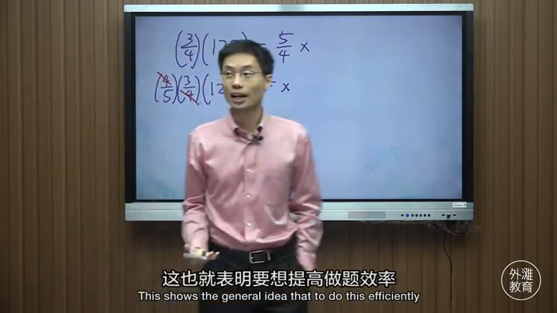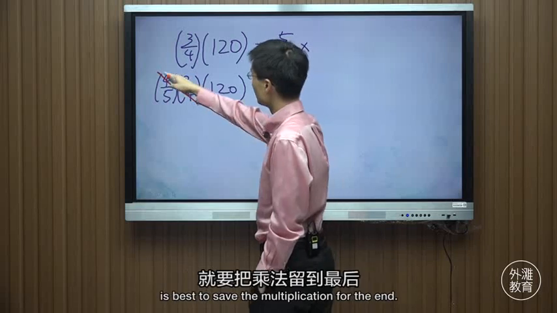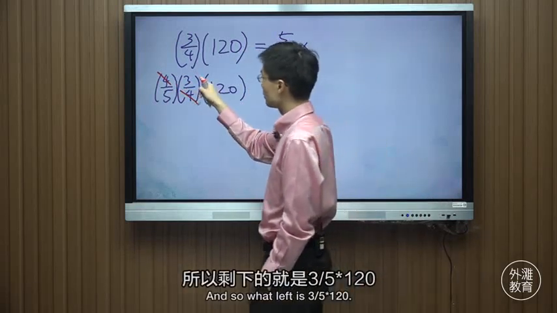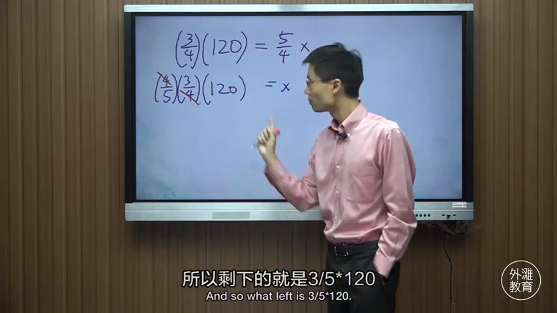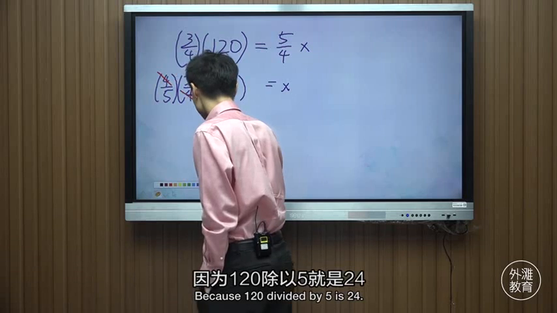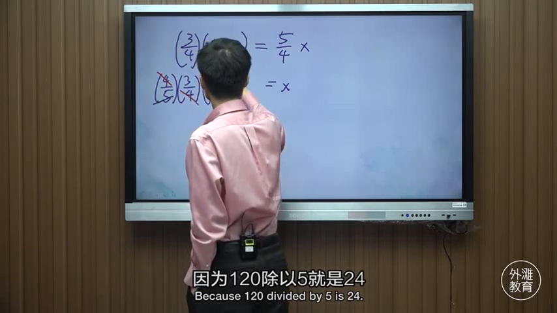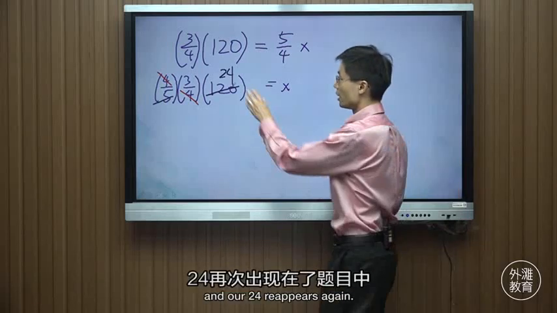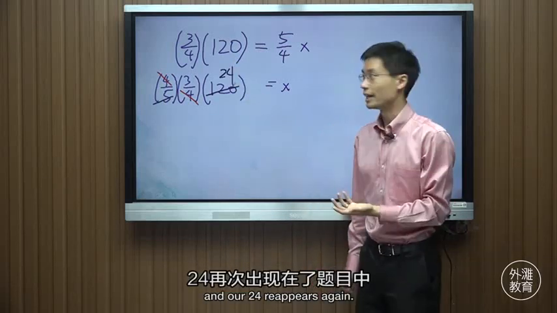And this shows the general idea that to do this efficiently, it's best to save the multiplication for the end. And so what is left is 3/5 times 120. I chose the number 120 on purpose because 120 divided by 5 is 24. This is a useful factorization to know, and our number 24 reappears again.